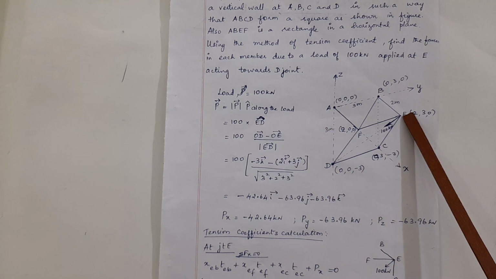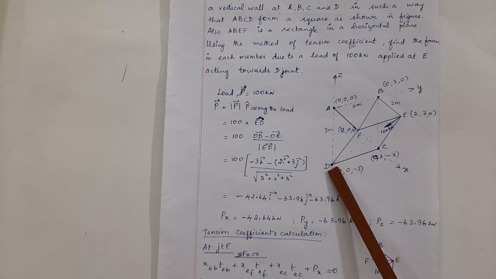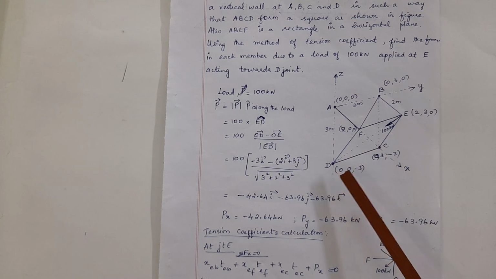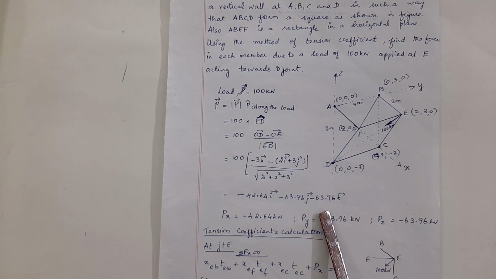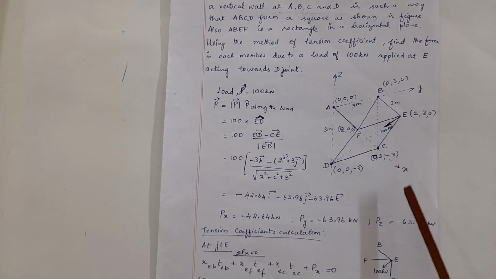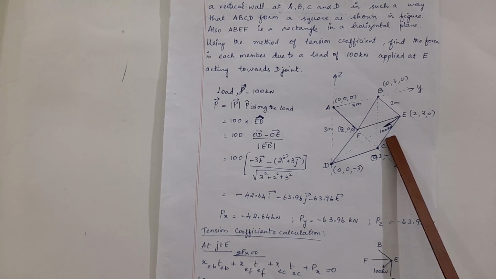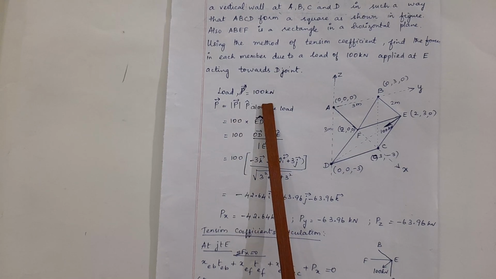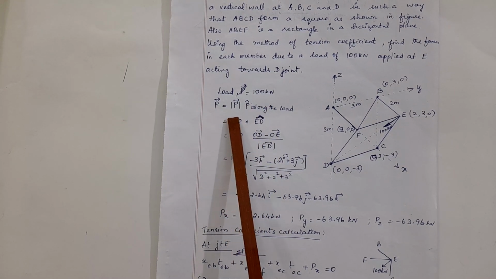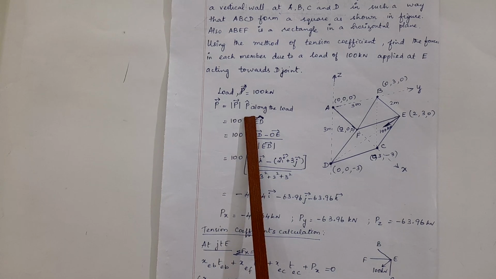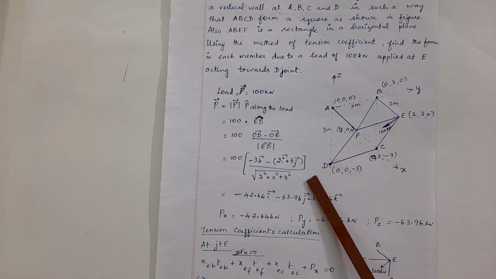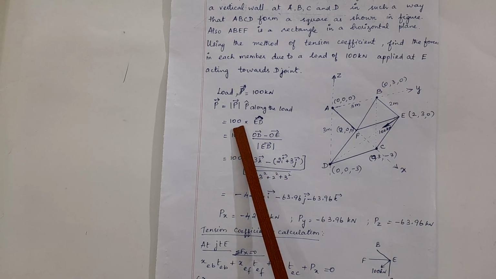There is a force acting along ED, that is 100 kilonewton acting along ED. It is neither along the x-axis, nor along the y-axis, nor along the z-axis. So we need to determine the components of the 100 kilonewton force along the three axes separately. So here the load is given as 100 kilonewton. P vector is the magnitude of P times the unit vector along the load. What is the vector along the load? It is ED. 100 is the magnitude.